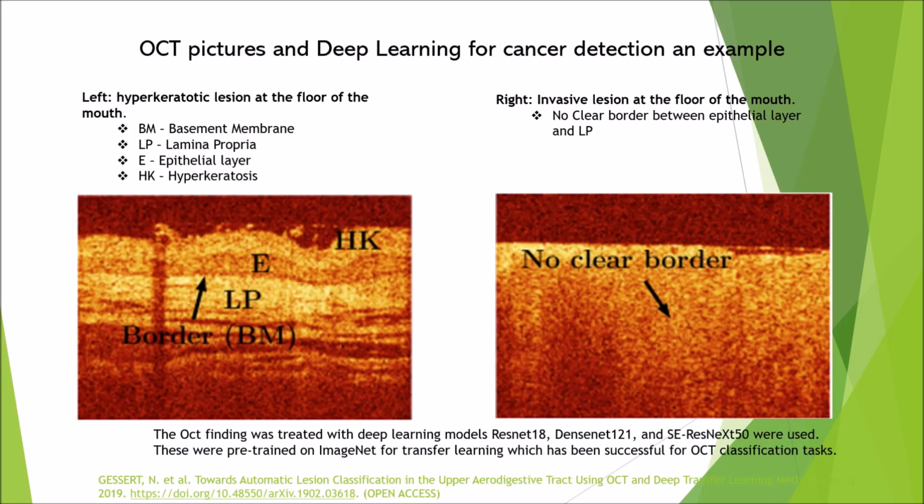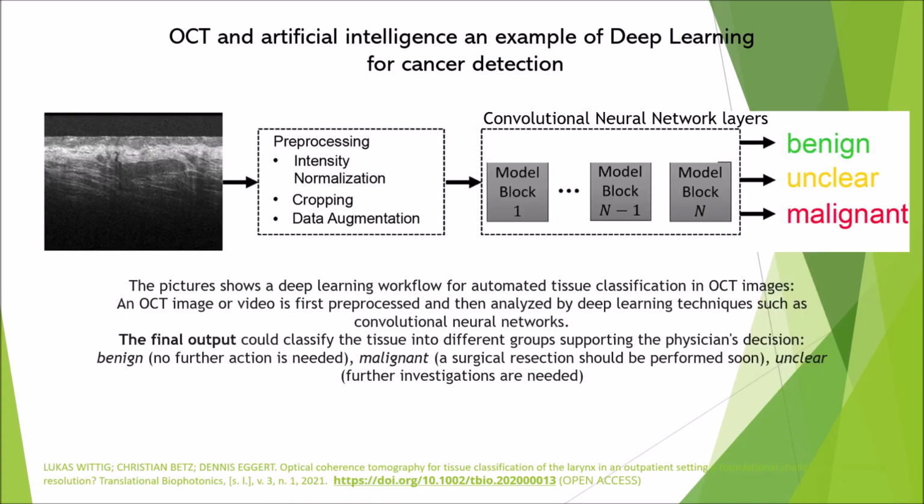The OCT images below have been used with deep learning technology to detect possible cancer. The left image shows a hyperkeratotic lesion at the floor of the mouth, whilst the right image shows no clear border, meaning there is an invasive lesion at the floor of the mouth. Here is an example of OCT and artificial intelligence for cancer detection.